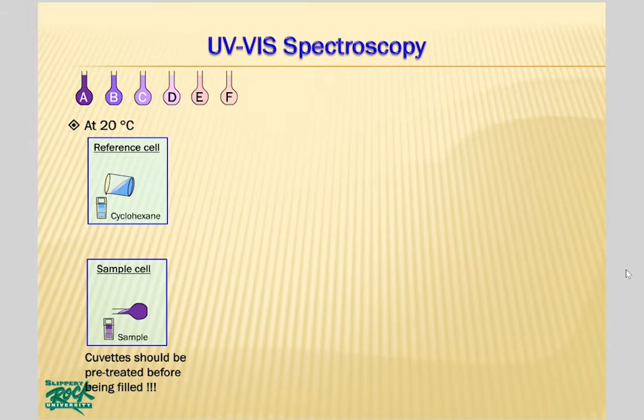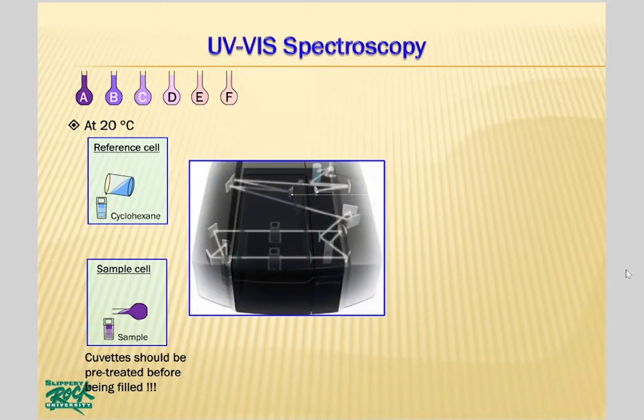Don't forget to pre-treat each cuvette before being filled. This picture illustrates how the optical components are aligned inside a spectrophotometer. The white beam represents the light path.